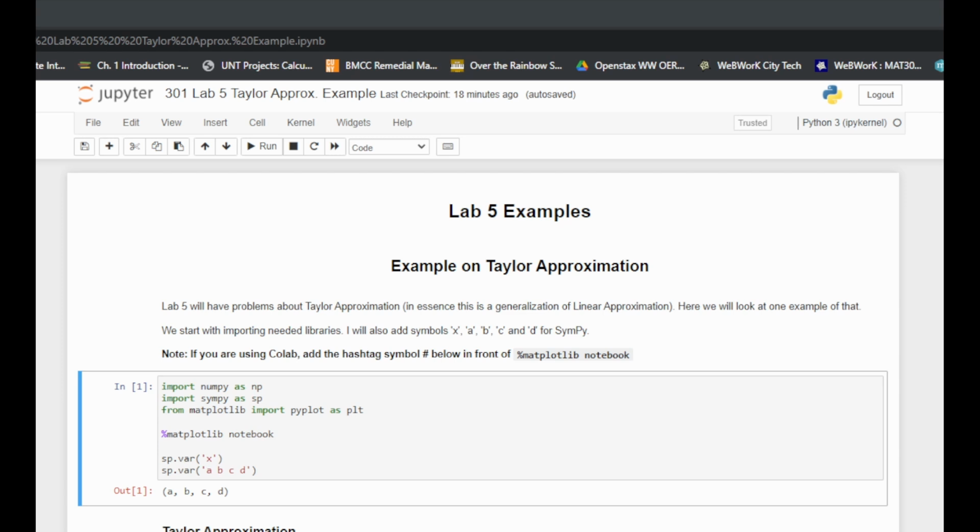In this lab, we will talk about Taylor approximation. If you have covered linear approximation in class, then this is just a generalization of that, and so some parts will look familiar. We start with adding our usual libraries. We will also add a few extra variables to use with SymPy.